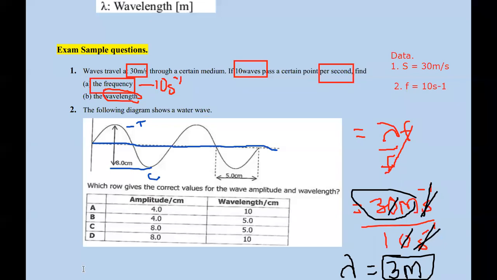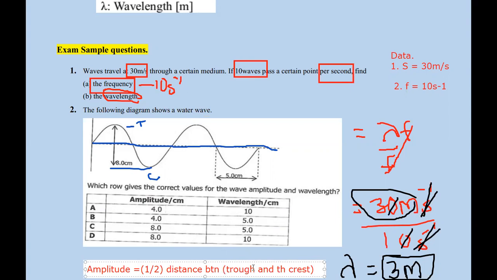And remember what I said from the top, that the amplitude is equal to half of the distance between the trough and the crest. If you can remember very well, this is what I'd said. And the distance between the trough and the crest which they have given us is this 8. So to find the amplitude, the only thing we're going to do is divide 8 by 2. So it's going to give us 4.